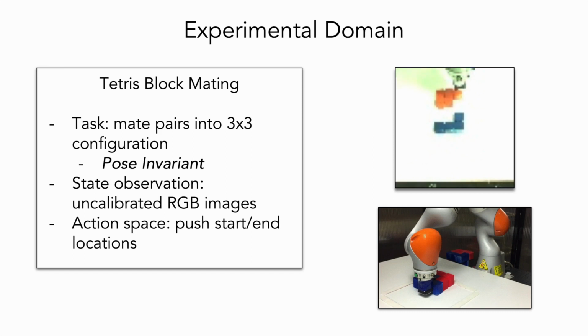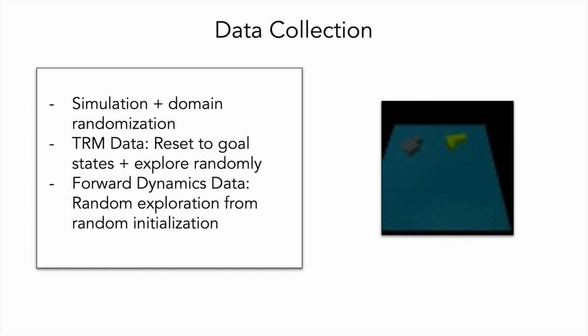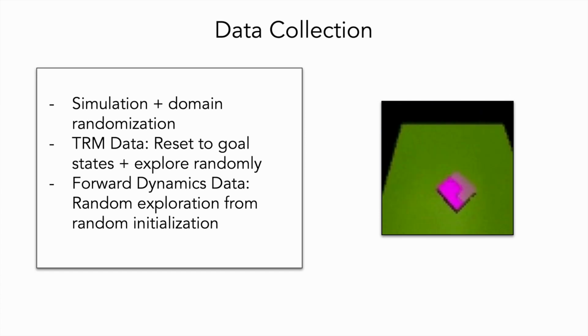We tackle the problem of Tetris block mating. Specifically, the task is to mate 2 parts into a 3x3 square configuration. Note, this configuration is pose invariant, and thus for an initial state, there are many possible goal states. The agent's observations are uncalibrated RGB images, as shown on the right, and the action space consists of a single push start and end location. For data collection, we leverage simulation with domain randomization. We then transfer the models trained on simulated data directly to the real robot.